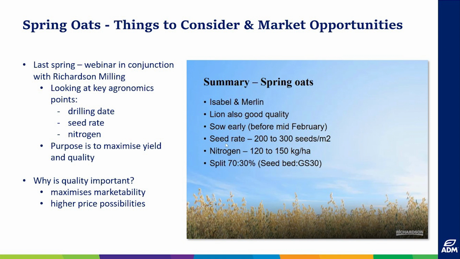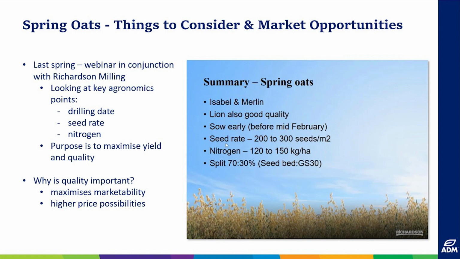The key things are looking at the agronomics. Now, the recommendations from Richardson's agronomy manager, Bryn Hughes, is that spring oats should be drilled by the middle of February. There are a number of benefits for this, but in principle, it's how you can best realize high yield and good quality. A second thing is to consider the seed rate. And the recommendation is that you should be applying between 200 and 300 seeds per meter squared, as this gives the oats the best opportunity to fill out.